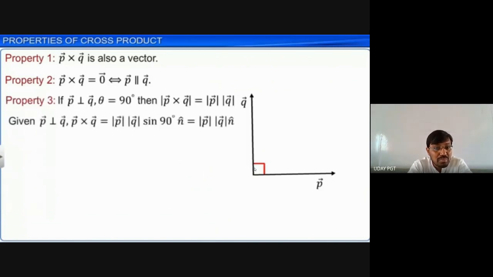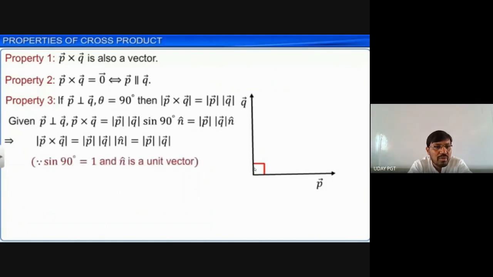If P and Q are two perpendicular vectors, that means the angle between them is 90 degrees. Then the magnitude of P bar cross Q bar is equal to the magnitude of P bar times the magnitude of Q bar. Why? Because sine 90 degrees is equal to 1. And the magnitude of any unit vector is equal to 1. So that's why the magnitude of the cross product of the two vectors is equal to the product of the magnitudes of the two vectors individually.